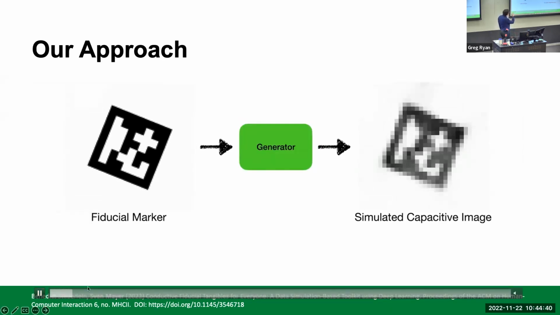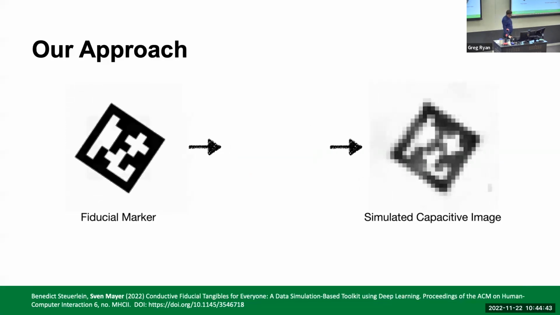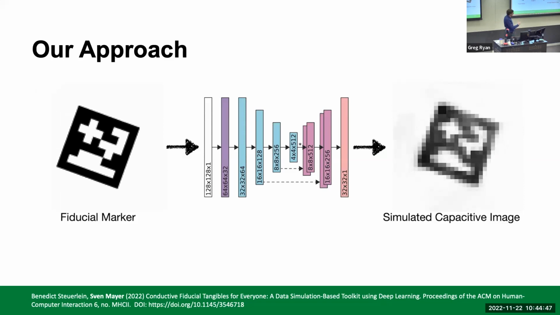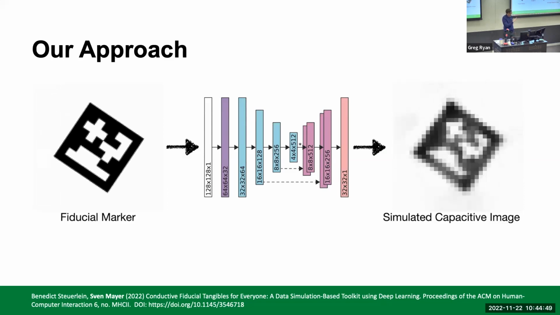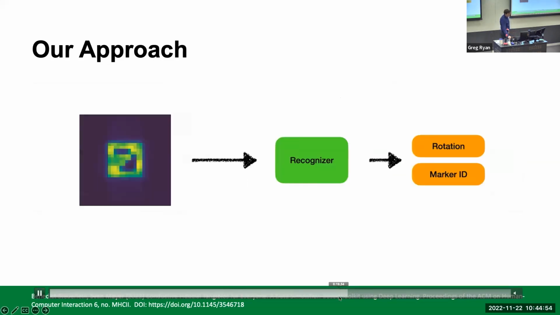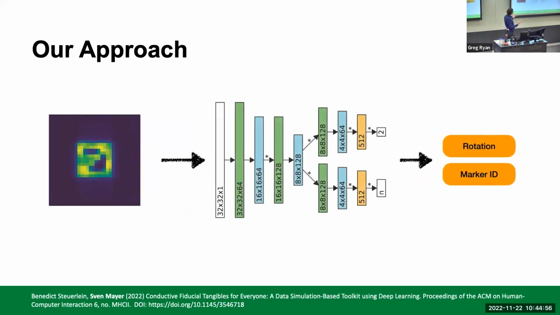So the idea: you have the tag with the simulated capacitive images, and then there's some encoder decoder network in the middle with some skip connections. And then we have the recognizer, and the recognizer also has a model, and that model is fixed. We showed up to 60 classes. There's basically no loss in accuracy for marker, and basically no change in rotation error. So you have these 2 branches that fade out to predict those 2.